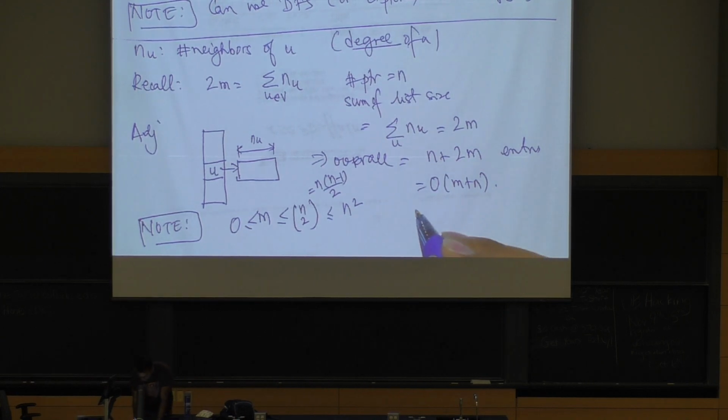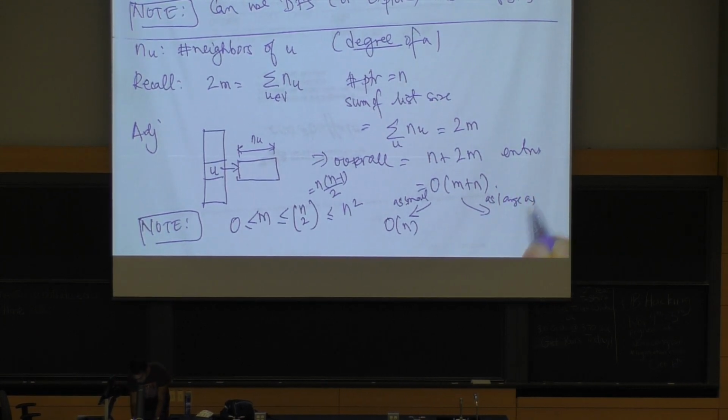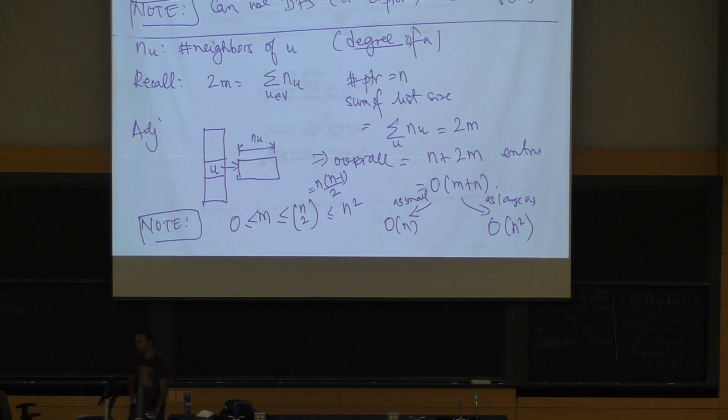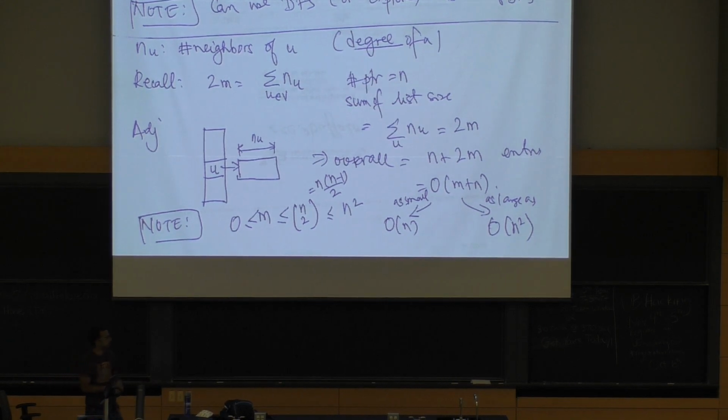So what this says is that m can, on the one end, be as small as O of n, in which case this is great. You're saving a lot of space over the adjacency matrix. Or it can be as large as O of n squared, in which case it's probably not clear why you would want an adjacency list, and the adjacency matrix is probably better. Any questions on this?